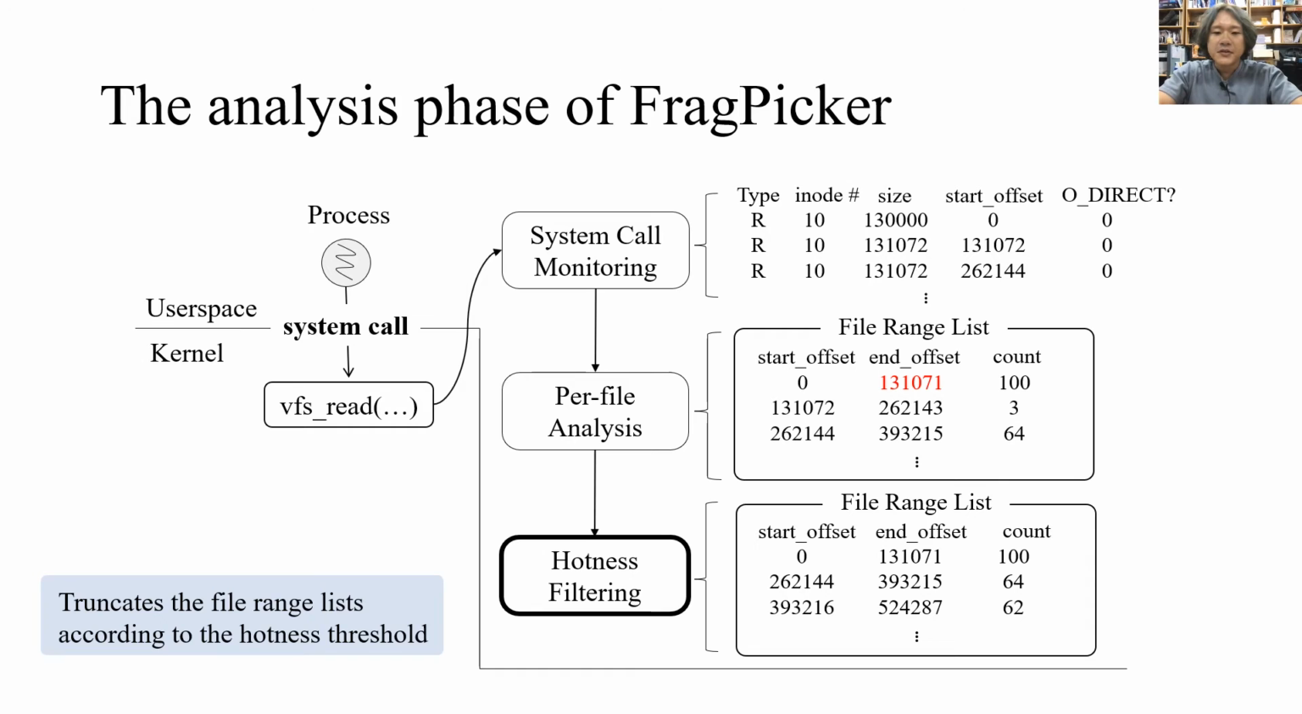The hotness filtering truncates the file range list according to the hotness threshold. In the per-file analysis, FragPicker calculates the I/O count for each range. Using the I/O count, FragPicker only keeps hot data regions that are frequently accessed. In other words, this process removes unnecessary pieces of data that are not critical to the performance.